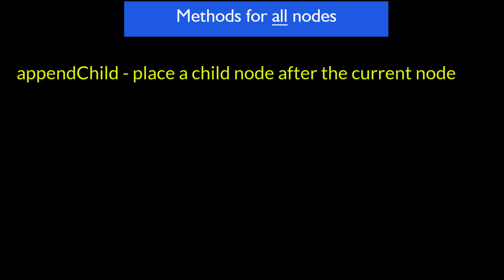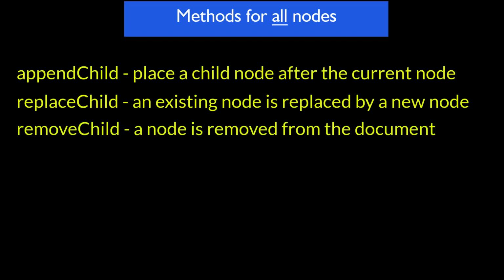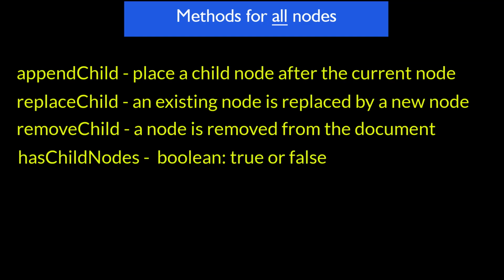Append child. Place a child node after the current node. Replace child. An existing node is replaced by a new node. Remove child. A node is removed from the document. And has child nodes is a Boolean value. It's either true or false.